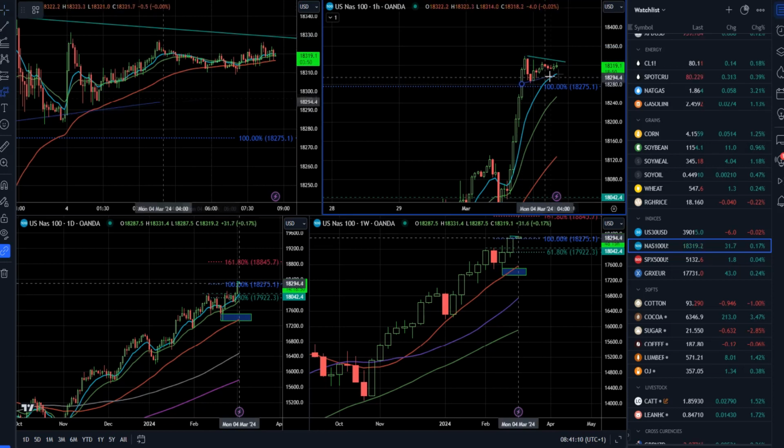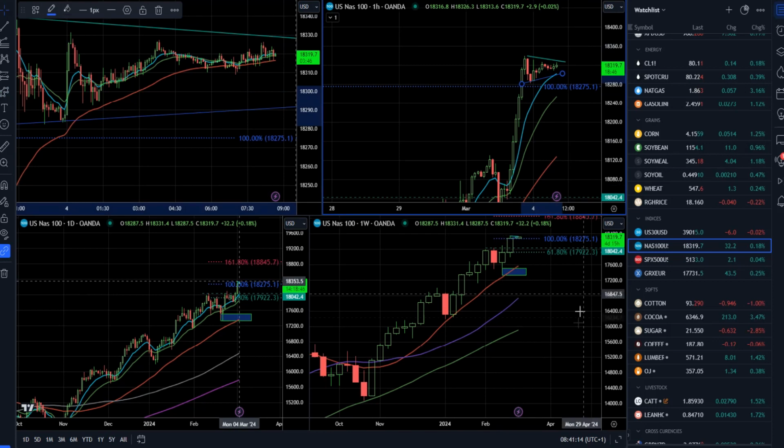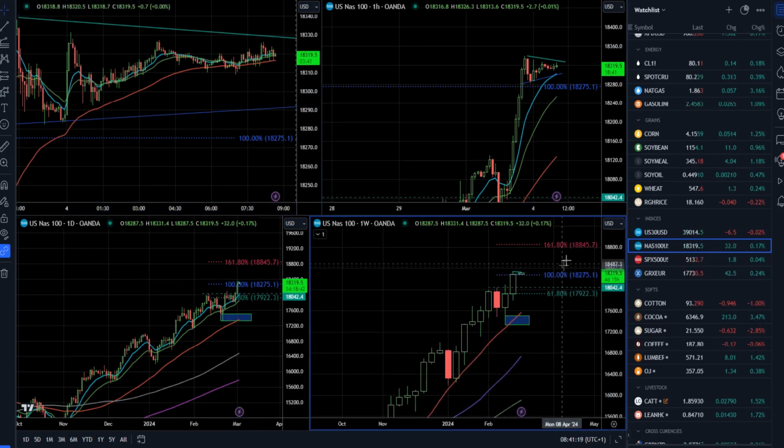And if we can see the upside continuation breakout of 18,342, the next upside objective is set all the way to 18,845. So far, tight consolidation and strong demand from Friday.